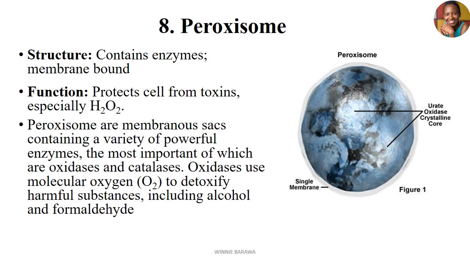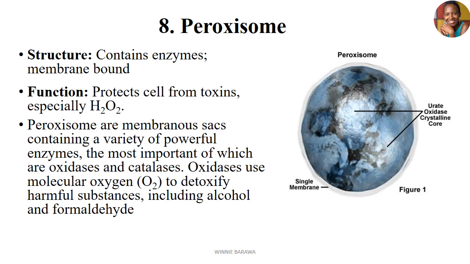The next organelle is what we call the peroxisome. The peroxisome contains enzymes and it is also membrane bound, just like the lysosome. But the main function of the peroxisome is to protect the cell from any form of toxins, although the main toxin that we're talking about here is hydrogen peroxide. We both know hydrogen peroxide is very dangerous because it can react with the organelles and the fluid in our cell, that is the cytoplasm. And for this purpose, to keep the cell safe, the peroxisome has the function of protecting us from this hydrogen peroxide.